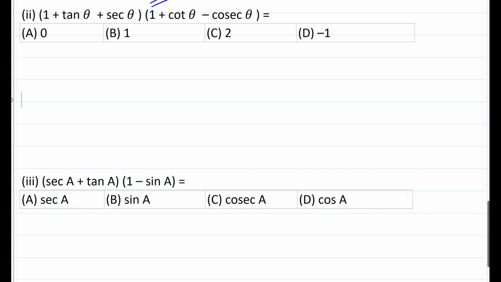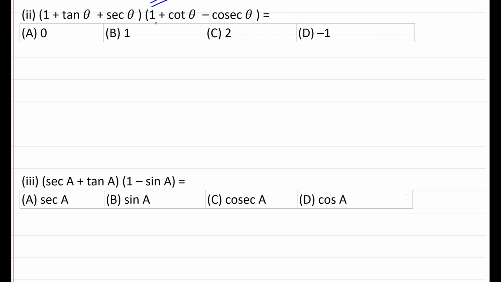This question will be a little bit tricky to solve, but trust me, this is also very easy. So (1 plus tan theta plus sec theta) into (1 plus cot theta minus cosec theta) is how much, we need to find. Whenever you have a question which has got 4 ratios or 4 functions, reduce the number of functions, make it either 2 functions or 3 functions, and then you see whether they can be solved algebraically.